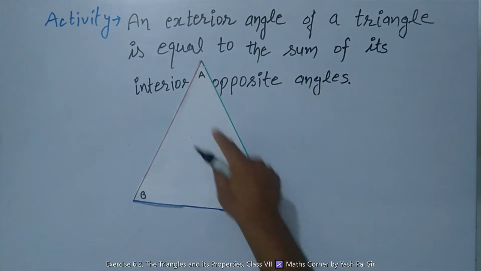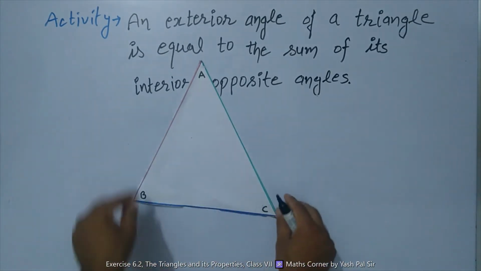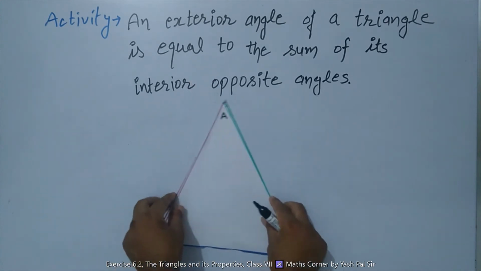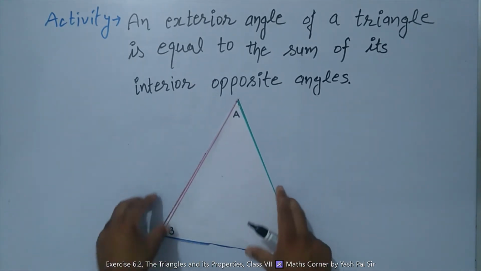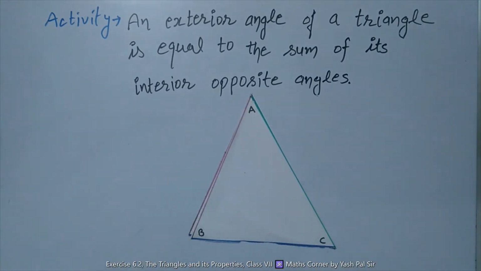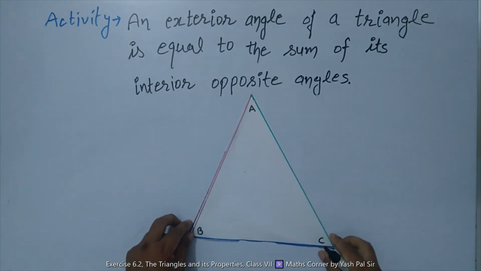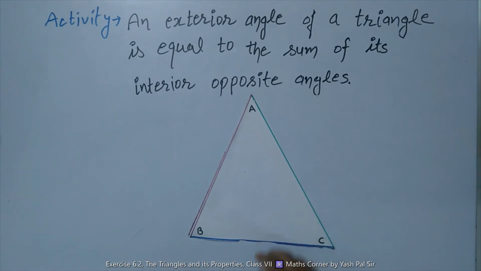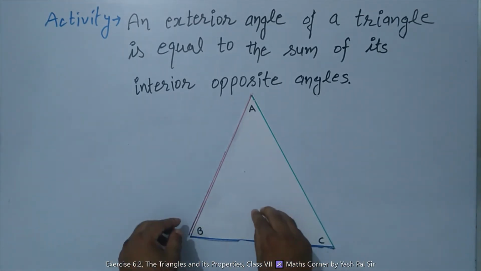Okay, what is the name of this triangle? Triangle ABC. Okay, what is the miracle? The triangle is moving. Okay, one more miracle I am going to do. Magic. I am making two triangles of this triangle.